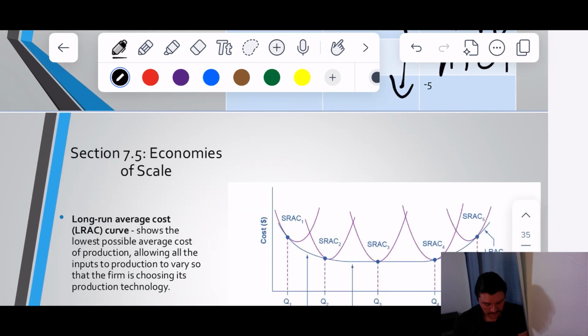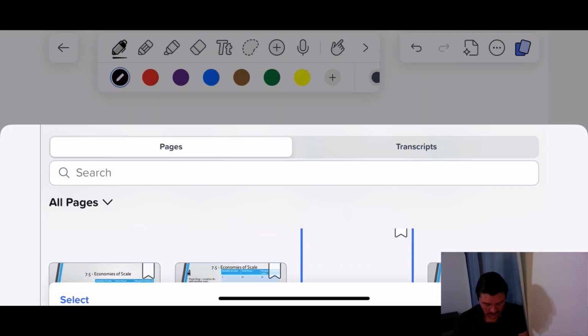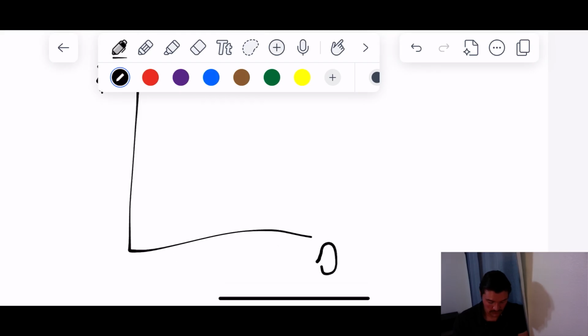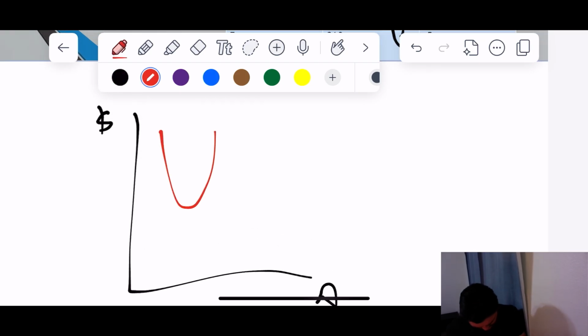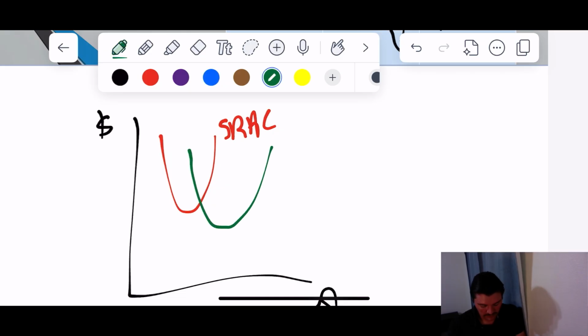What we need to do now is see what happens next. So here's what's happening in terms of this pizza shop here. When they had the one location, this was their short run average cost, right? But then because they hired the fifth person, the cost started to go up, right? So they decided, okay, let's add on another oven.